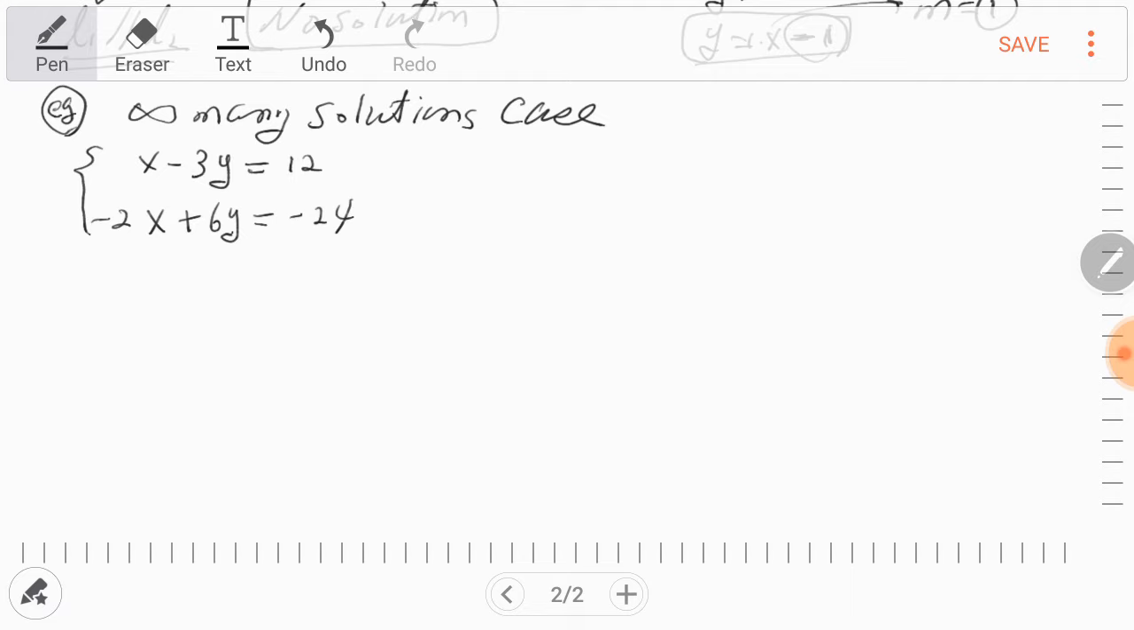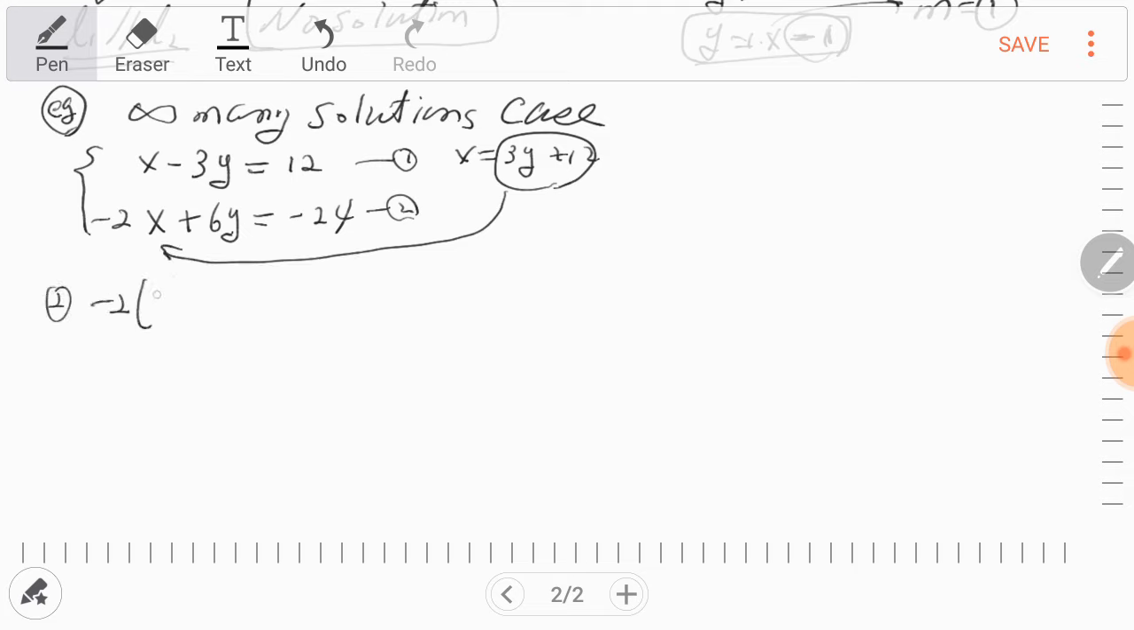Okay, let's use a substitution. So it is better to change the first equation. The first equation is x equals, move negative 3y to the other side. So 3y plus 12. Then substitute 3y plus 12 for x in the second equation. Then from the second equation, negative 2 times 3y plus 12 plus 6y equals negative 24. Then distribute.